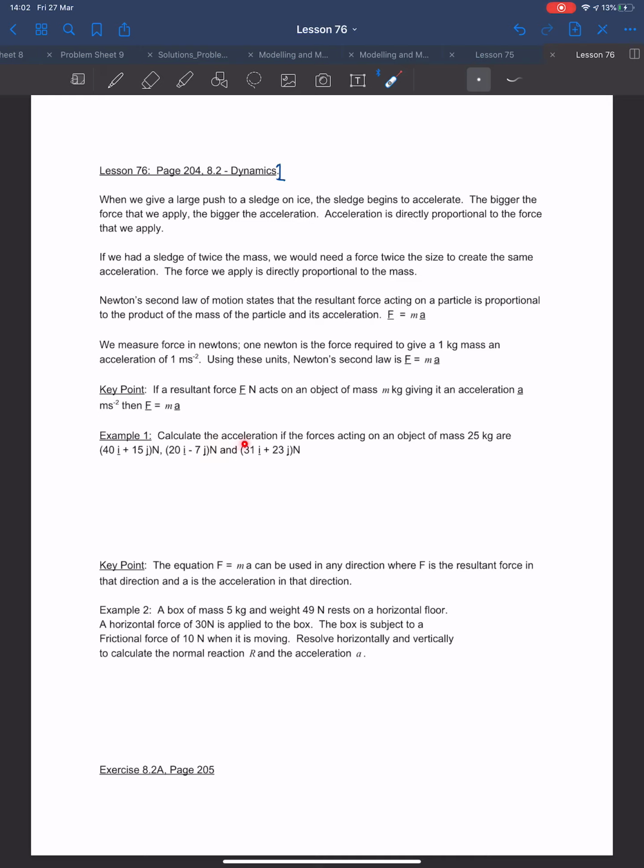Example 1, calculate the acceleration if the forces acting on an object of mass 25 kilograms are as those 3 forces there. Right, so what we've got to do here, the resultant force is going to be 15 plus 20 minus 7 plus 31, 23, which is 91 on the top, 31 on the bottom.